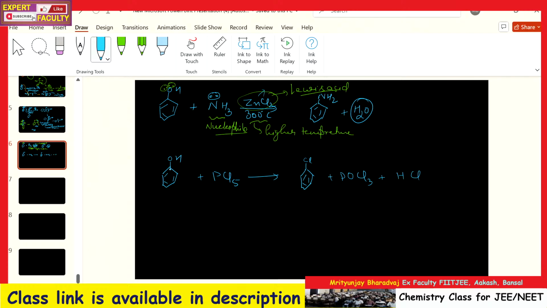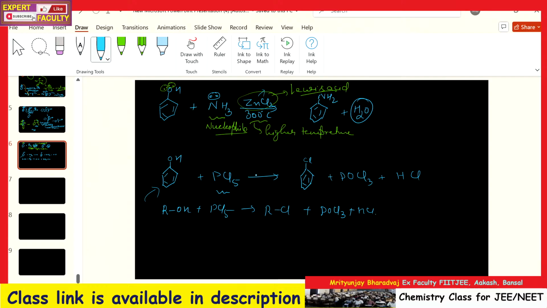The point is that with PCl5, we have seen in alcohols that alcohol reacts with PCl5 and gives what? RCl, and along with that POCl3 and HCl. So this reaction is under similar conditions. Phenol will also react under some extreme condition. In fact, for this reaction we need to get some extreme condition, meaning higher temperature and pressure.